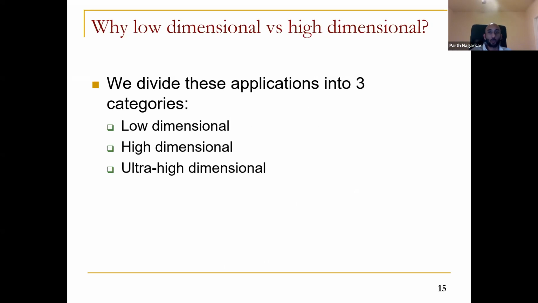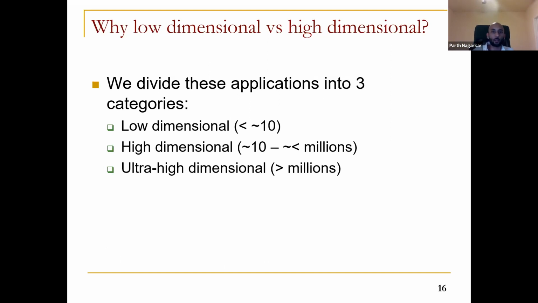And nowadays there's also a third category called ultra high dimensional. And so we took the liberty of giving some numbers to these categories. So low dimensional is considered to be less than 10 dimensions. So like spatial applications where these points have latitude, longitude, maybe altitude and other attributes.